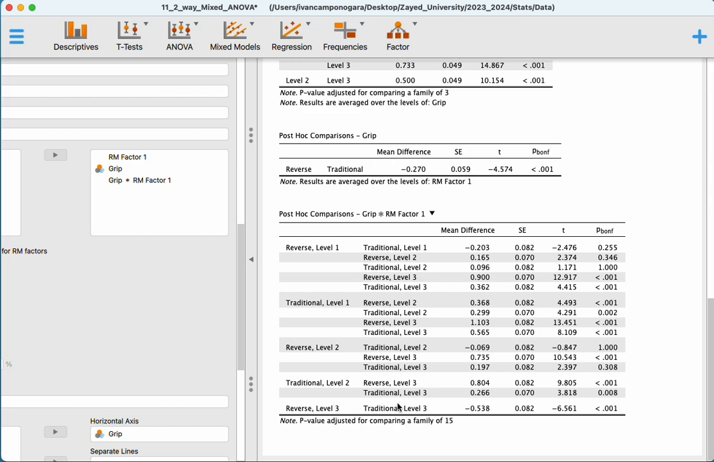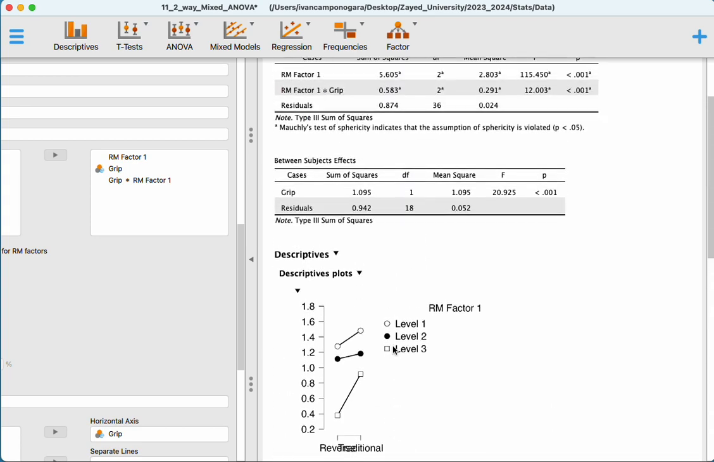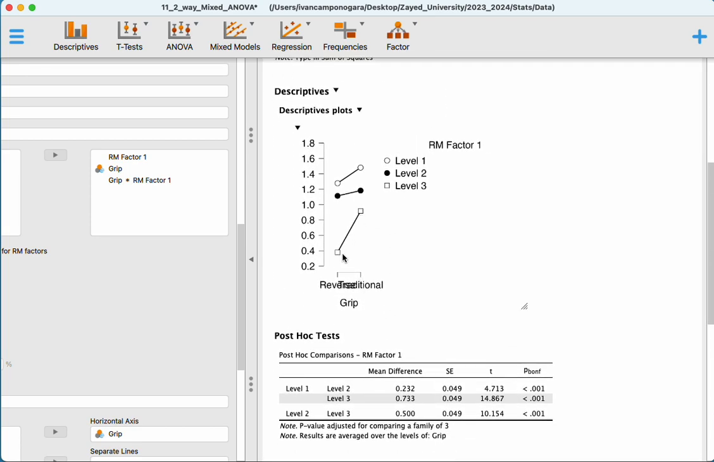Now, let's see level 3, which is this one. So here we have a significant p-value. So the force after 70 days of grip training is different than the force after 70 days of training with the traditional grip. And you can see it here from these two points. So with the reverse grip, the force after 70 days of training is lower than with the traditional grip.